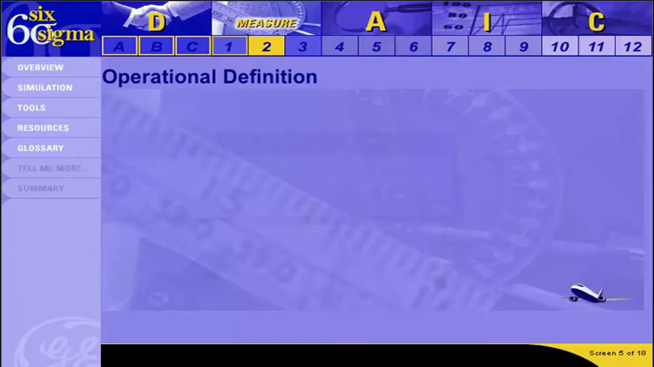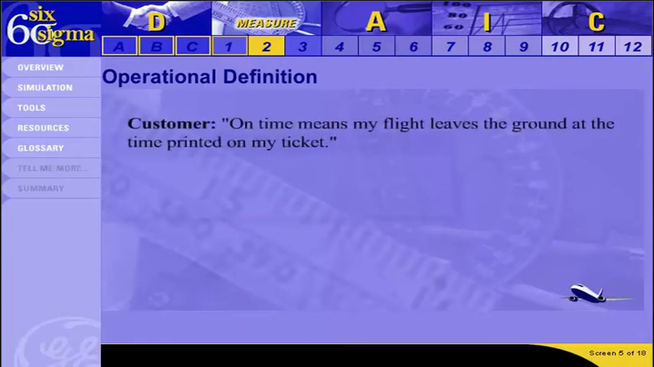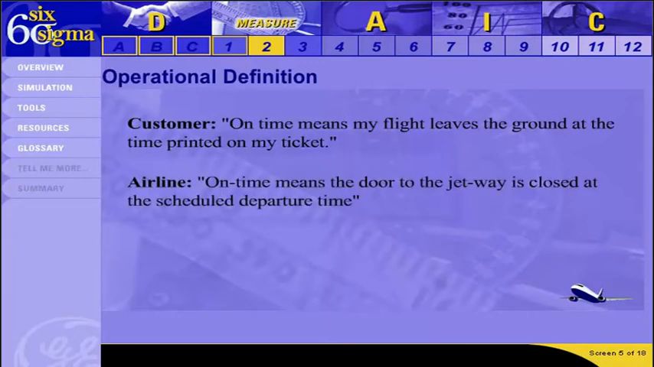Airlines know one of their primary customer CTQs is on-time flights. Here is a sample of how a customer defines on time. Here is how the airline defines it. Can you see a problem?